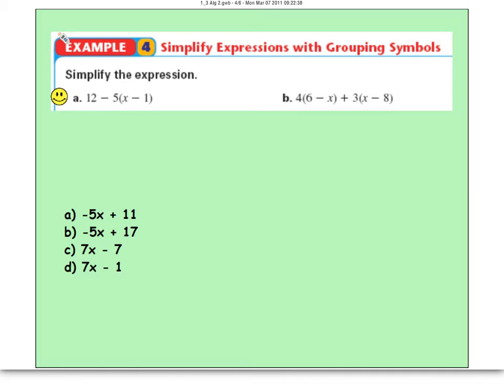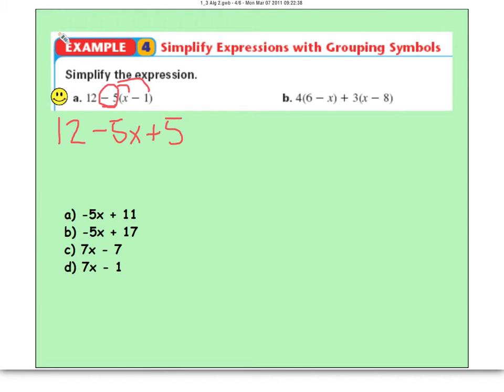Let's look at two more. We're going to have to do a little bit of distribution, or multiplying. So if we look at part A, remember the number owns the sign in front of it, so this is negative 5. This means you have to multiply. So I have to multiply the negative 5 to everything in these parentheses. So I'm going to keep the 12 there. I'm going to do negative 5 times x, which is negative 5x. I'm going to do negative 5 times negative 1, which becomes a positive 5.